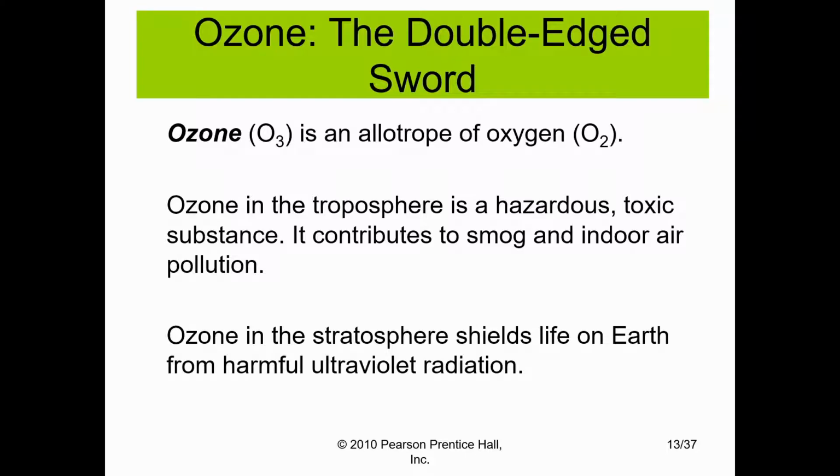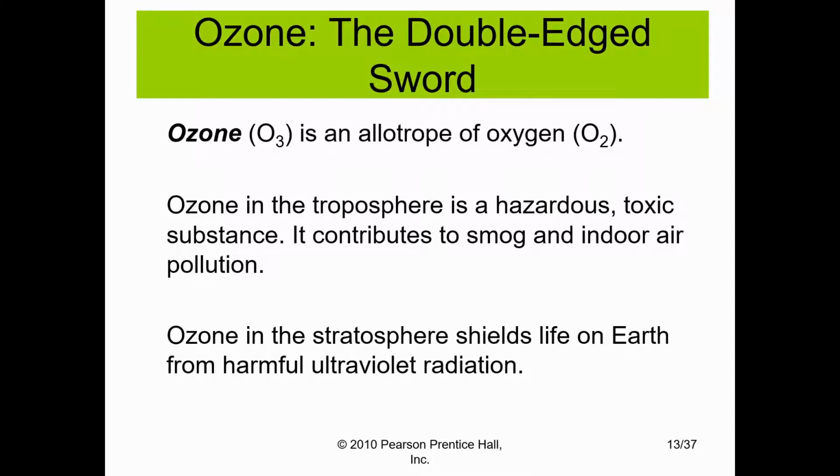Ozone is produced in the troposphere, where the oxygen can combine to form the ozone, using the UV radiation from the sun. Inside the troposphere, ozone is a hazardous and toxic substance. It's one of the contributors to smog and indoor air pollution.